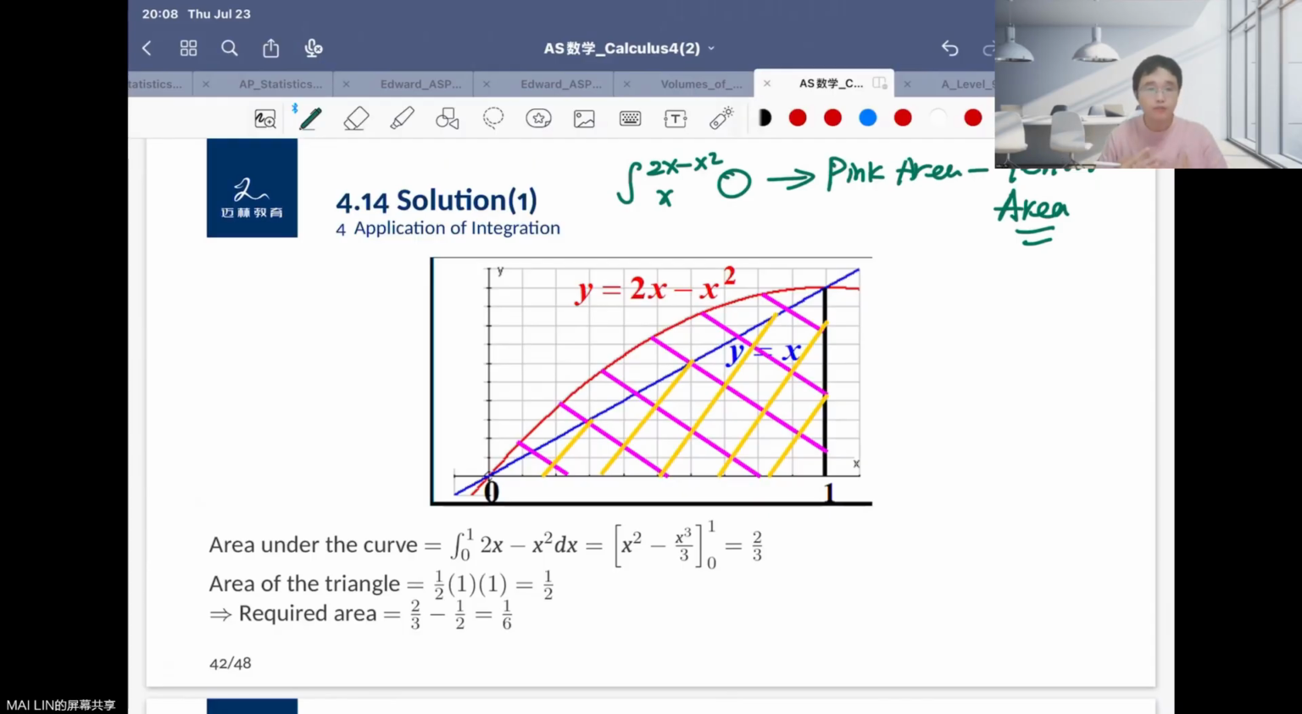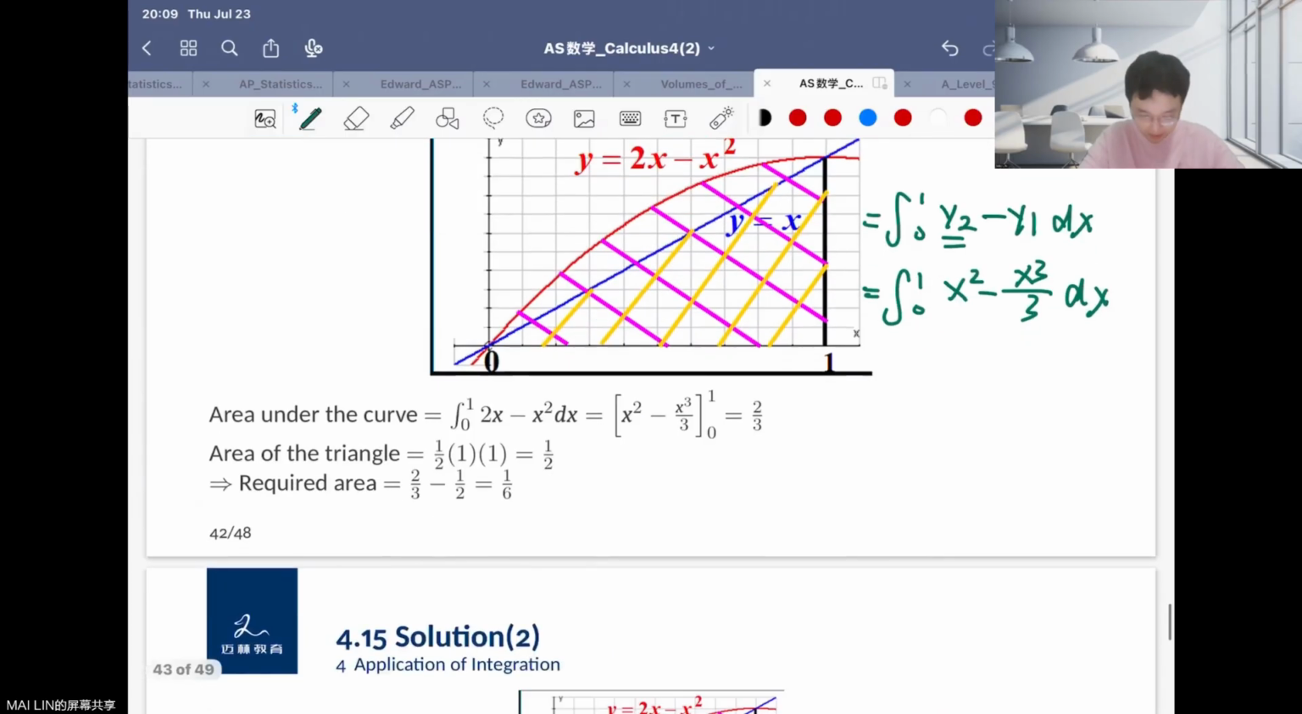And you'll also find surprisingly that this answer also equals the integral from 0 to 1 of y2, that is the upper bound 2x minus x squared, minus the lower bound y1. So it's y2 minus y1 dx, okay? So that can be considered as the integral from 0 to 1 of x squared minus x cubed over 3 dx, okay? So you can calculate the exact area here, okay?